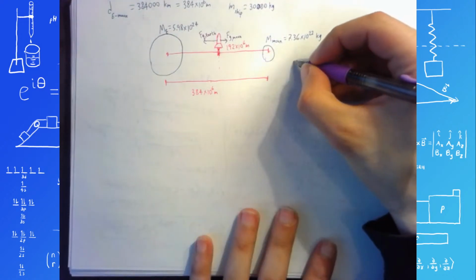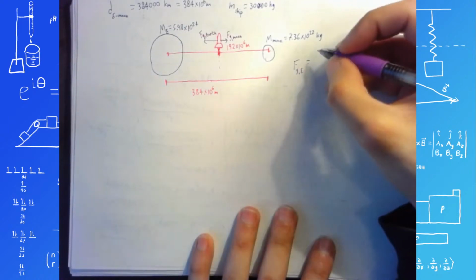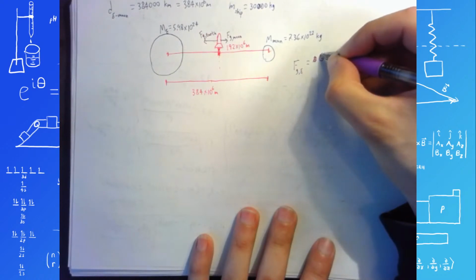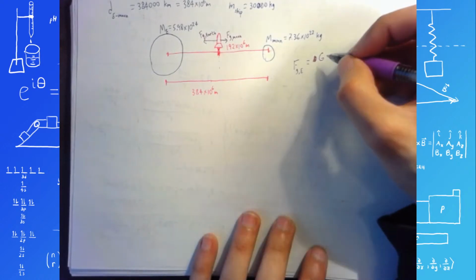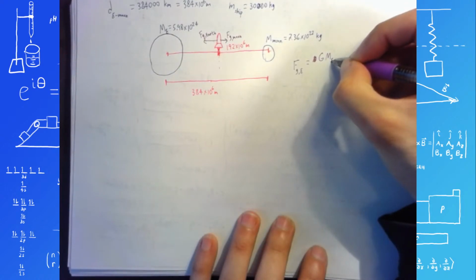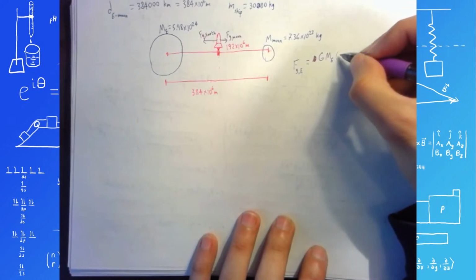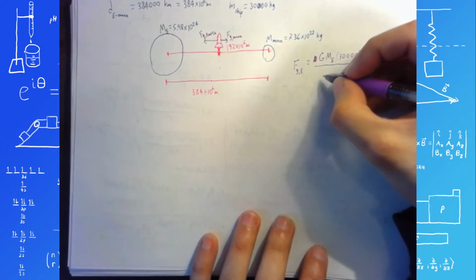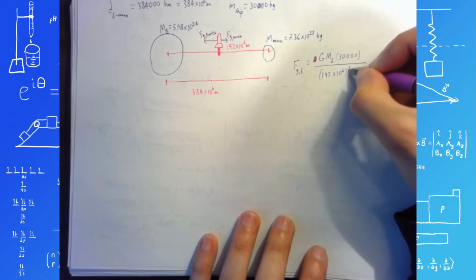So let's see, force of gravity, Earth, is going to be, big G, I'm not going to write out the numbers every time, 6.673 times 10 to the negative 11, times the mass of Earth. Again, I'm not going to write out the numbers. I'll type them into my calculator later. Times 30,000, the mass of the ship, over 192 times 10 to the 6 squared.